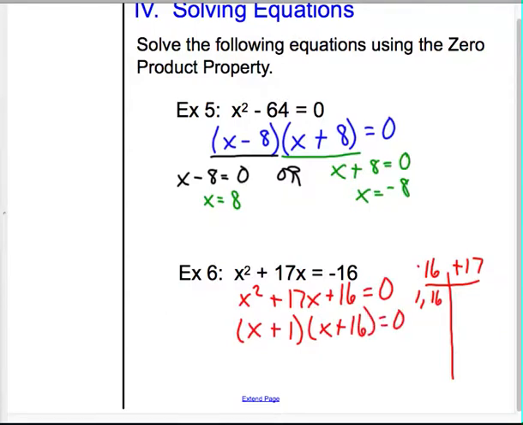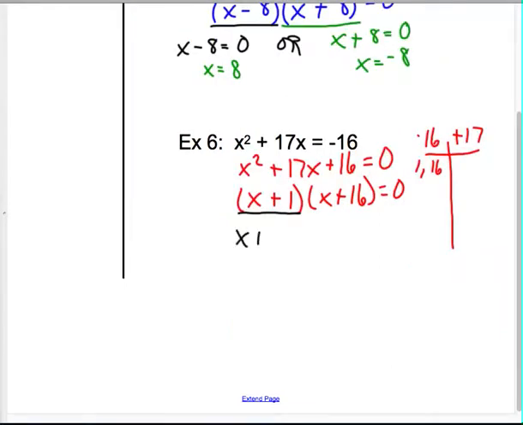And again, that zero product property, either the first quantity is 0, so I set x plus 1 equal to 0, or my second quantity is 0, so I set x plus 16 equal to 0, and solve each equation. Over here we subtract 1, and on our second equation we subtract 16.